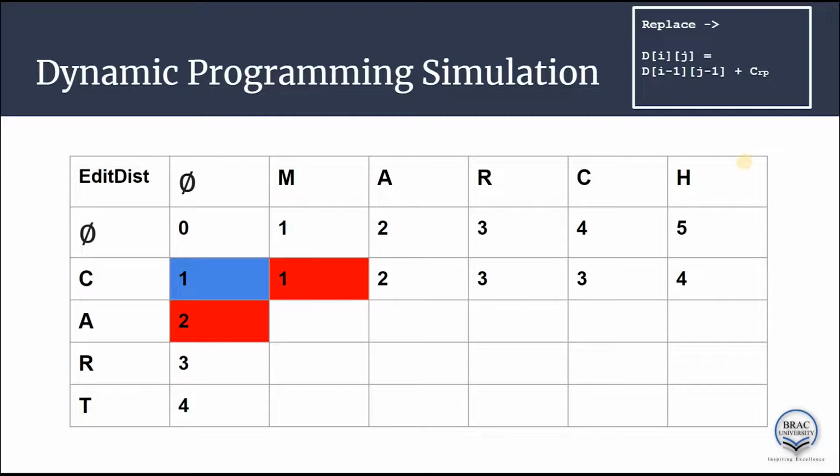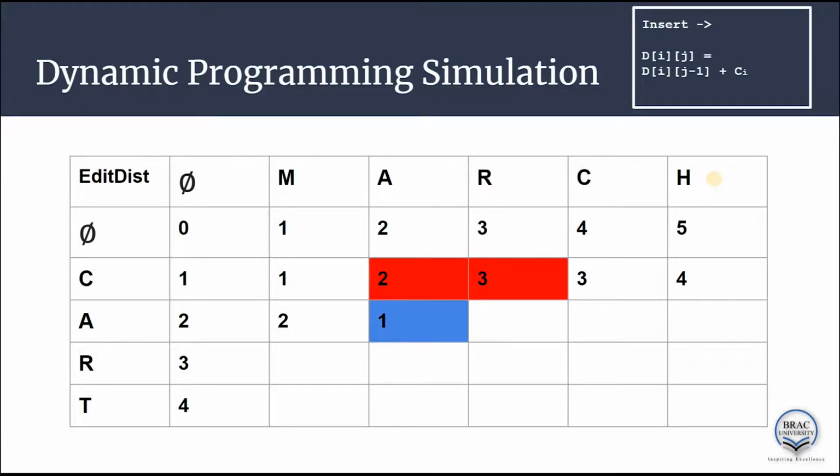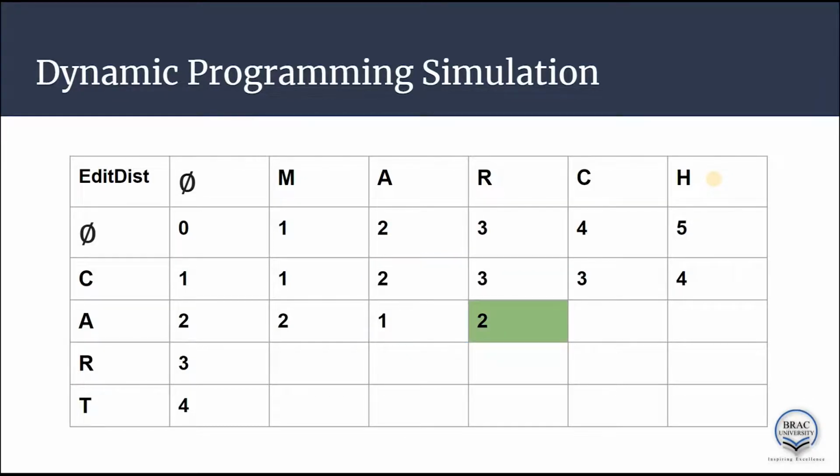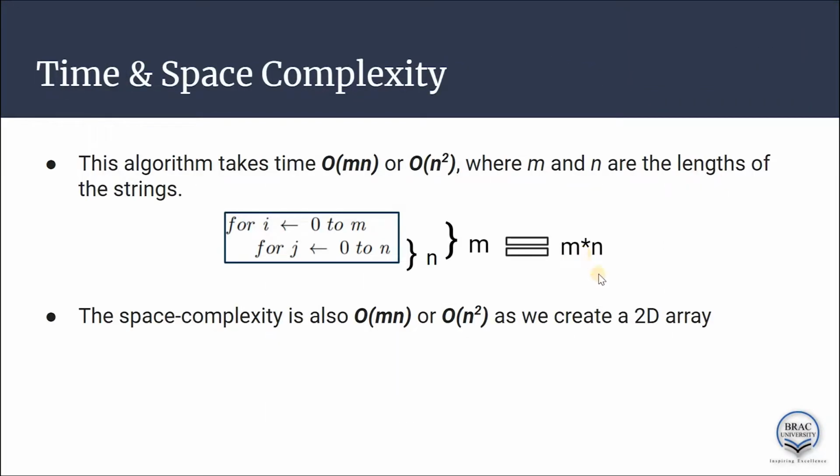Now A and M do not match, so we take the minimum of these 3 cells plus 1, which is 2. Then A and A matches. We take the diagonal value, which is 1. Then A and R do not match. We take the minimum of these 3 cells plus 1, which is 2. If we keep going, we will get a table like this. Finally, we will return the bottom right corner or the last cell of the 2-dimensional array, which is 3, our desired output.